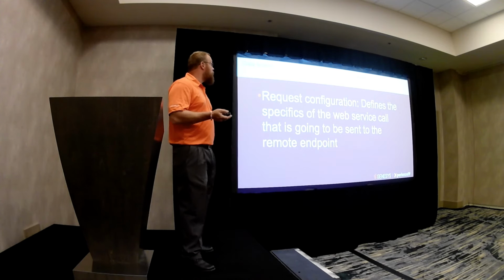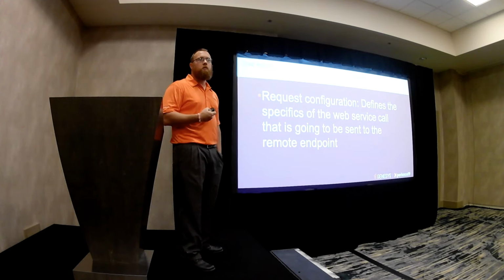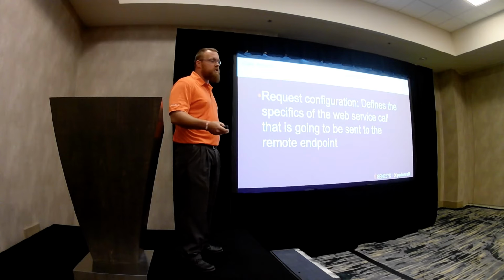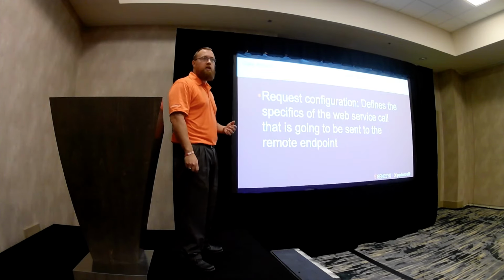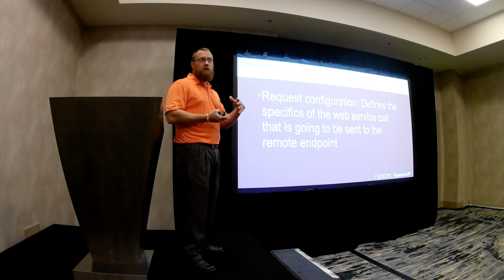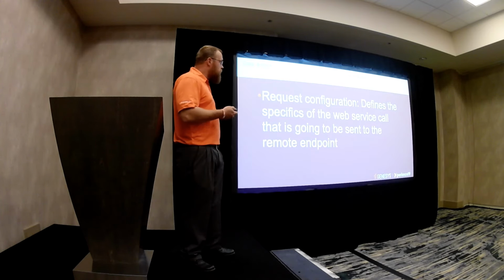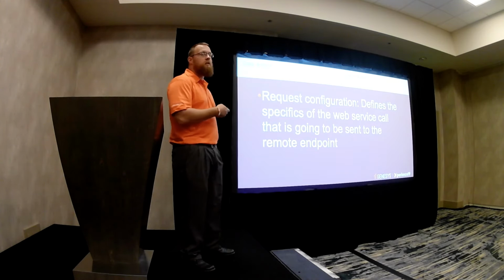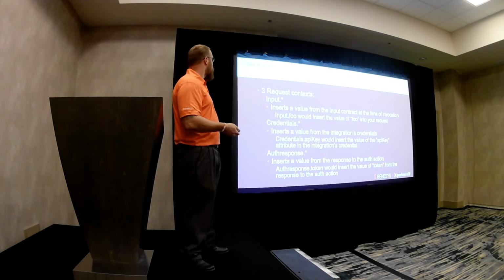So now we get into the configurations. So the request configuration is how we're going to talk to the other web service. It is the URL that we're going to talk to. It's the HTTP verb that we're going to use. If it's a put, post, or patch, it's the body that we're going to be sending along as part of the payload to that web service. So this is really defining the particulars of what am I going to fire off as part of this call.